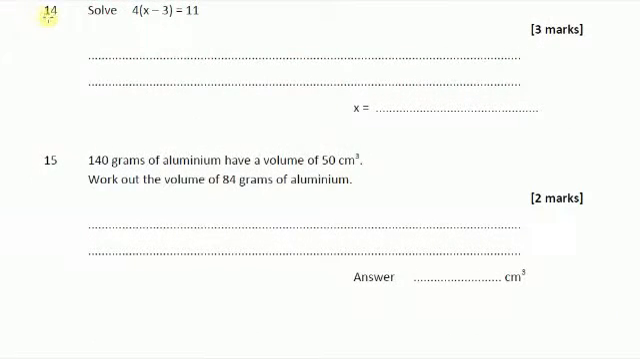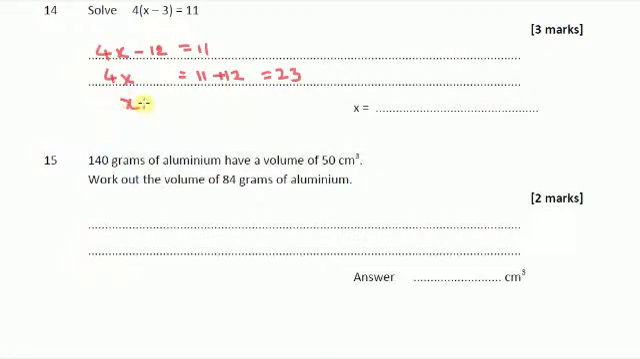Question 14. Solve 4 brackets x minus 3 equals 11. So 4 times x, we multiply out the bracket, is 4x minus 12 equals 11 on the right. Let's add 12 to both sides. So I've got 4x on the left now equals 11 plus 12 is 23 on the right hand side.